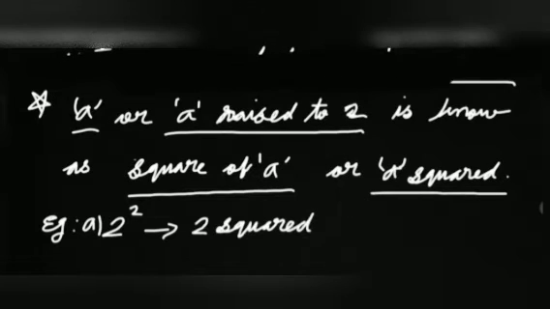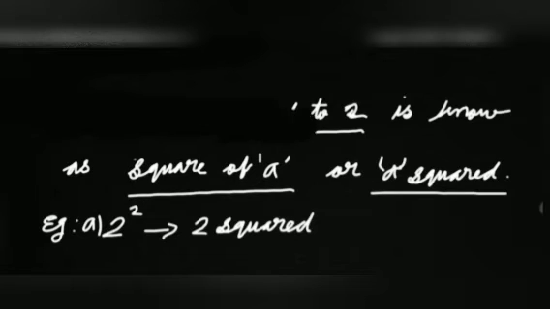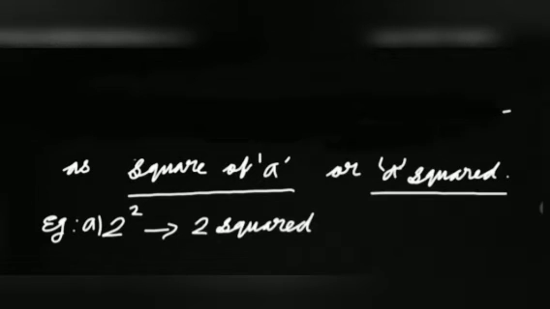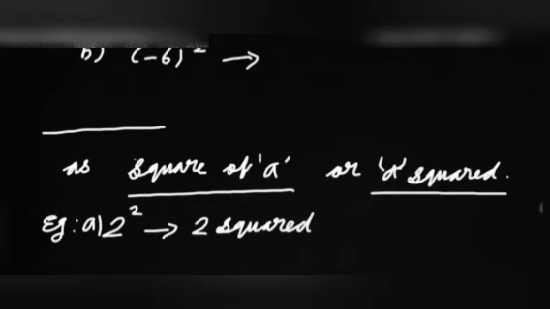Second power of an integer is known as integer squared. Second power of a is known as a squared. Second power of 4 is known as 4 squared. Second power of 9 is known as 9 squared. Understood? B, minus 6 to the power 2. How does it read? Yes, negative 6 squared.